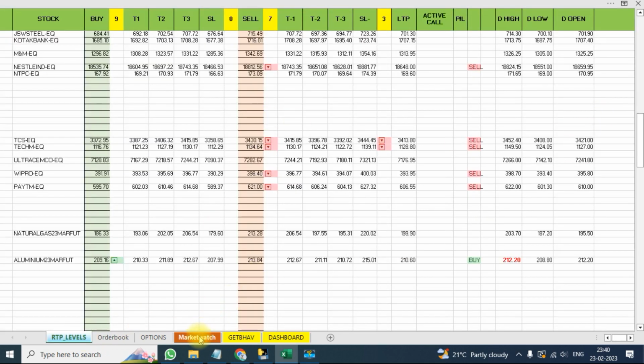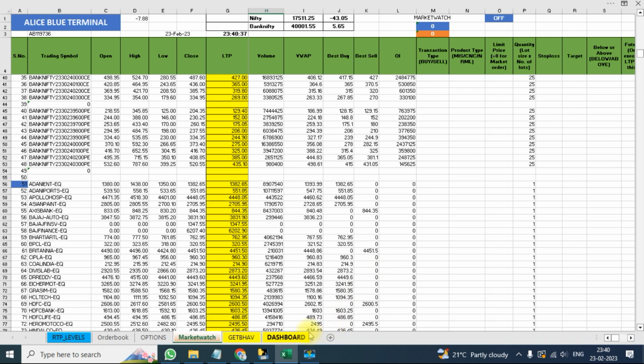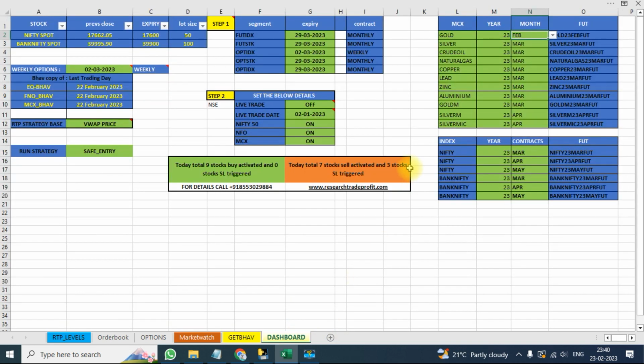Here we have an Algo market watch where you can customize your trading. You can just switch on Algo live trade. If you switch on this option, orders will be placed directly in the Alliance Blue terminal. To use this scanner, you require an Alliance Blue API. For more details, you can contact me on this number, 8553029884. We will help you with the installation.